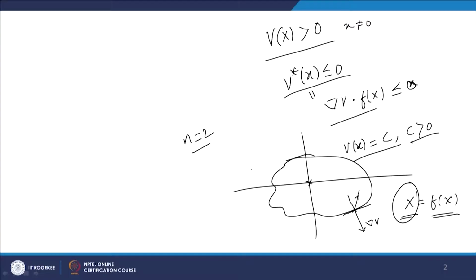At every point on the boundary your tangent vector is always directed inside V of x equal to c. So if a solution starts inside V of x equal to c, the tangent vector is always directed towards the interior of V of x equal to c. So it always tries to remain in V of x equal to c only. So it is never going to be unbounded. That is the geometrical way of looking at theorem number 1 here.